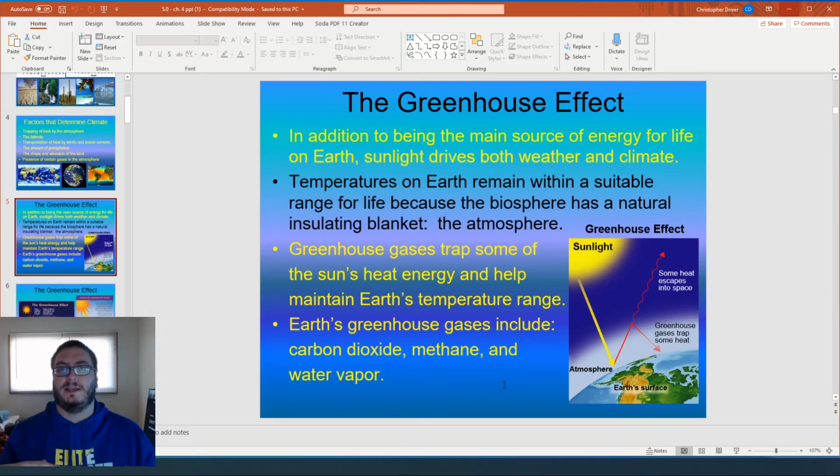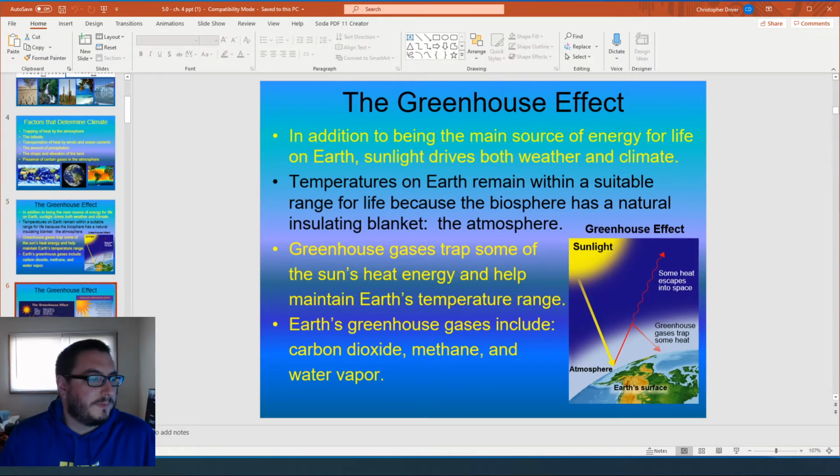So on the night side of Earth, if there was no greenhouse effect, it would get very cold very quickly. So greenhouse effect is a very good thing. Yeah, so carbon dioxide, methane, and water vapor, those are the three big ones. That's what they've included in their greenhouse gases.